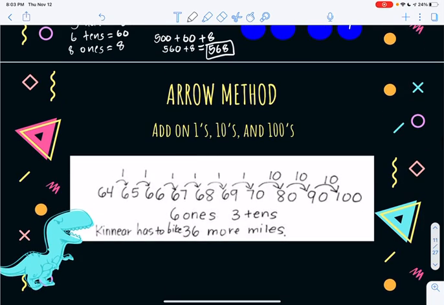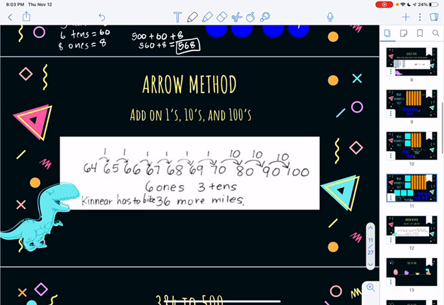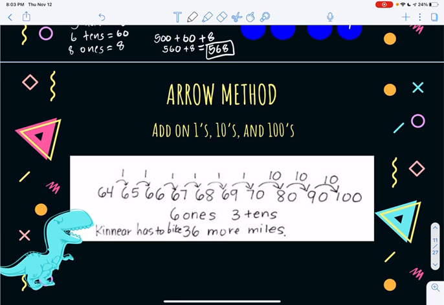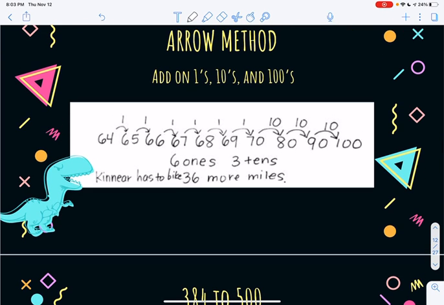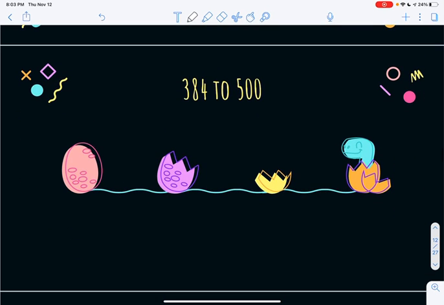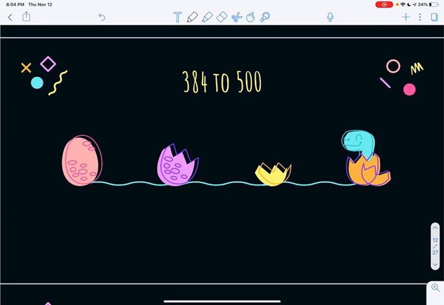All right. Let's see what page this is. This is page 12. Let's go ahead and do the arrow method on this video. That way the other video won't be too long. All right. So this was a word problem we did I think last week, so we're going to skip this part. But let's look at 384 to 500.